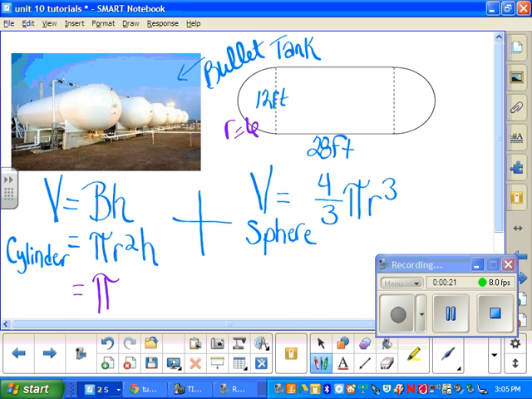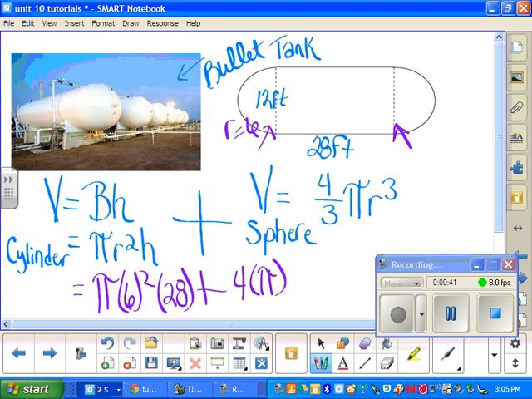So I'm going to do pi times 6 squared times the height of my cylinder, which is 28, plus my volume of my sphere, because this part and this part added together make one sphere. And so then I would do 4 times my pi times my 6, which is my radius, and I'm cubing it this time, divided by 3. And that is how I will find the volume of this bullet tank.